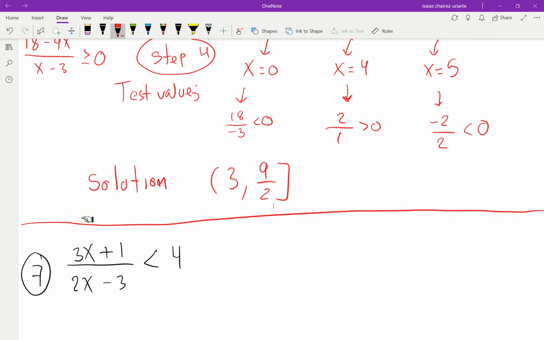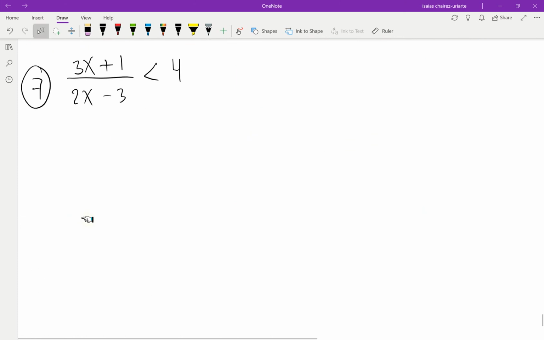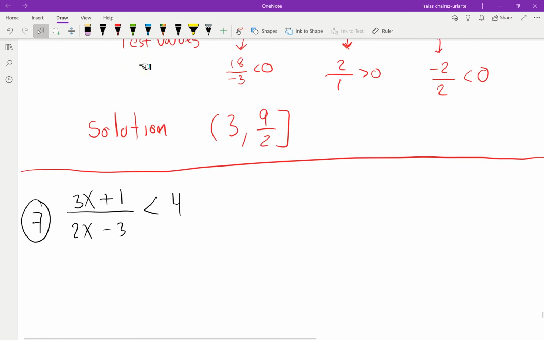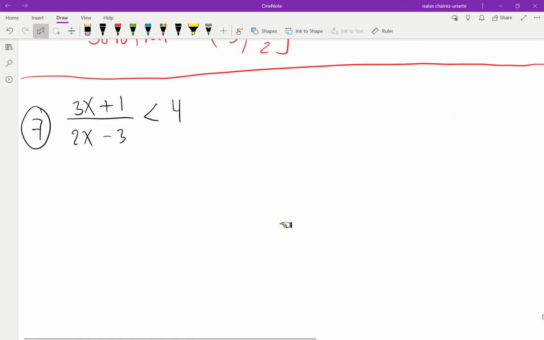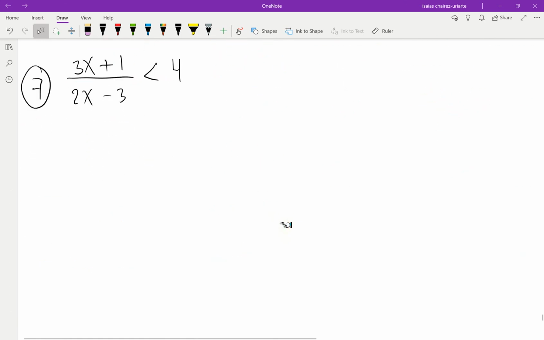Okay. Let's move on to the next one. Same idea here. It's just that now we have a different type of equal sign. Now we have a strict inequality, so everything will have parentheses for us now. Whereas in the previous one, we had a bigger than or equal. That's why we have brackets. So in this next example, everything is going to be parentheses. But it's the same idea. So let's begin. Step 1.